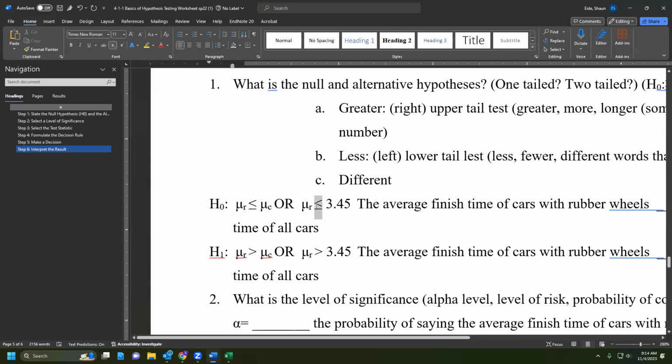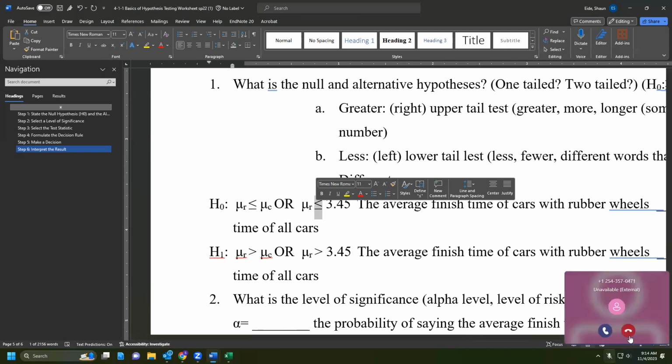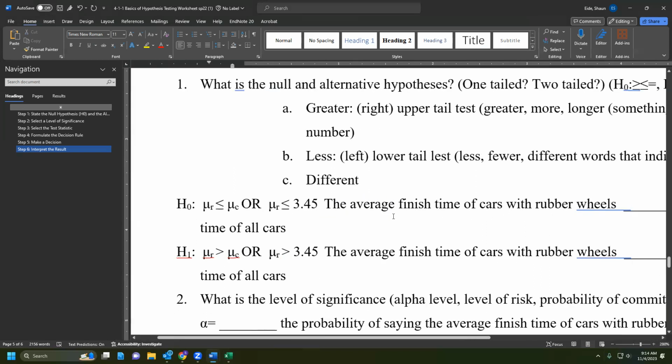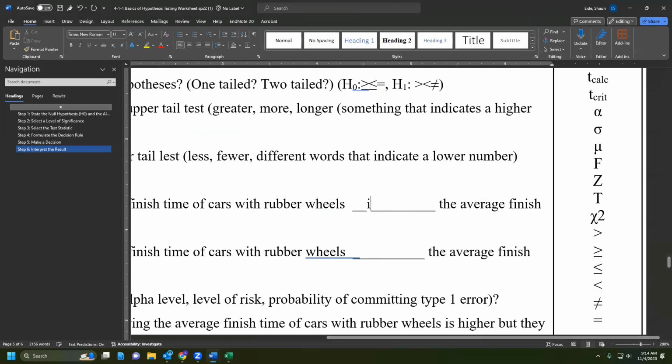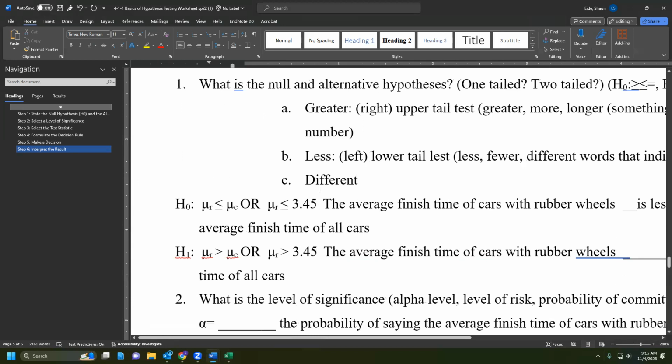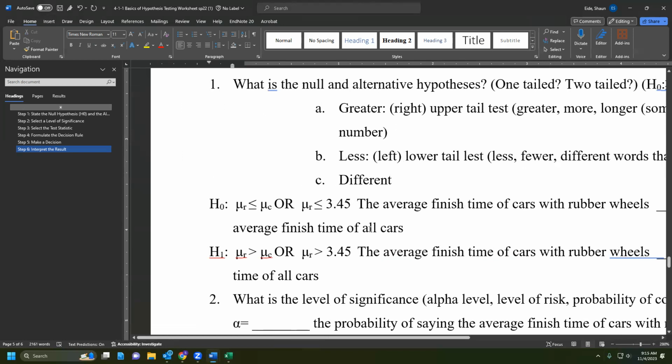We're saying not only is there no difference, but there either is no difference or it's the opposite of what you think it's going to be. And so we've got right here, the average finish time of cars with rubber wheels is less than or equal to the average finish time of all cars. We think it's going to be greater than, so the null hypothesis, saying that there is no difference, says it's going to be less than or equal to.